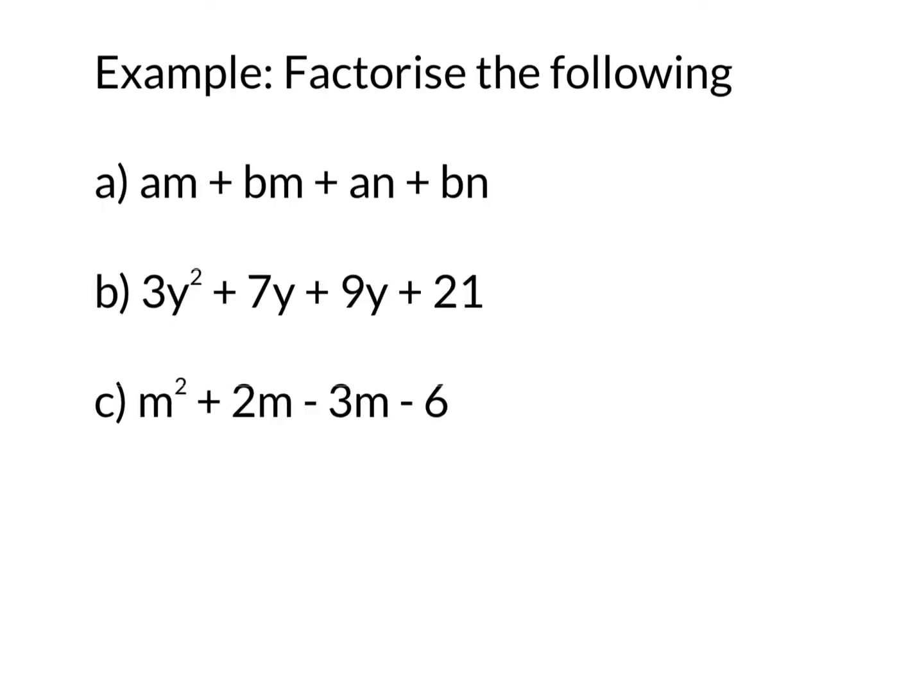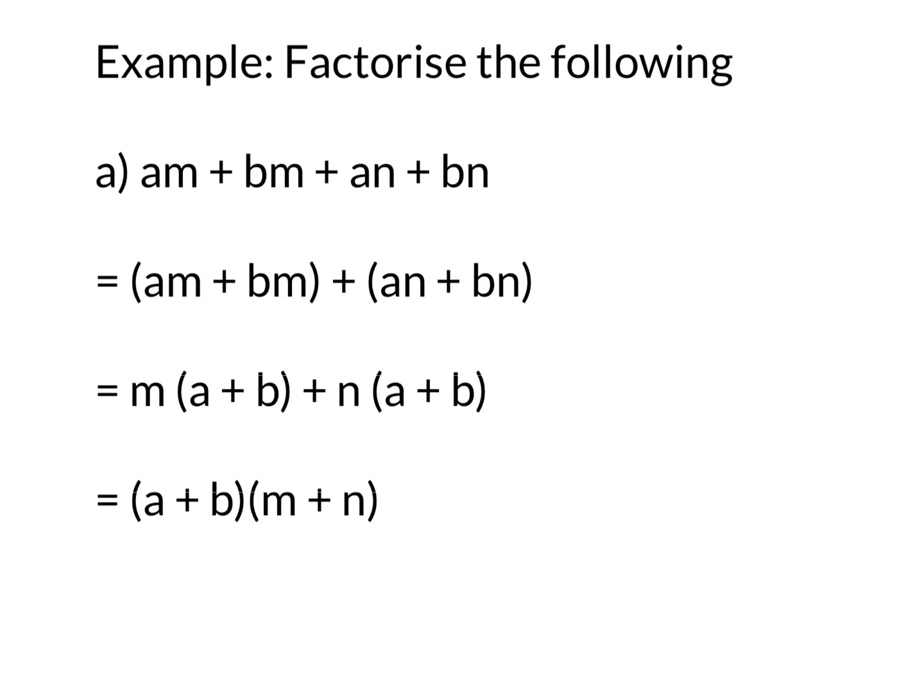So here's a couple of examples, and each one of these is able to be factorised. So example 1, AM plus BM plus AN plus BN. So group the first two terms, group the back two terms. In the first two terms, or in the first bracket in this case, take out the common factor, which is M, and you're left with A plus B.